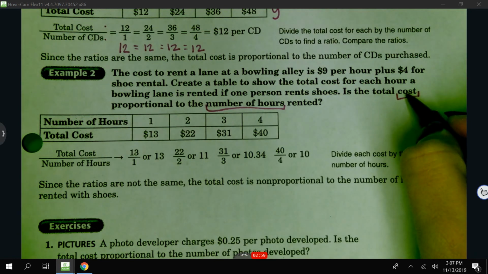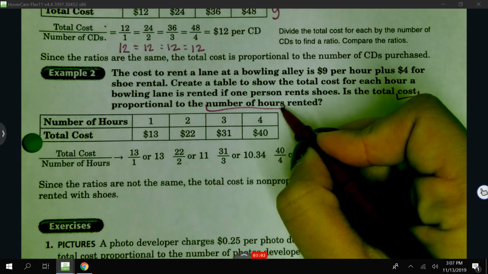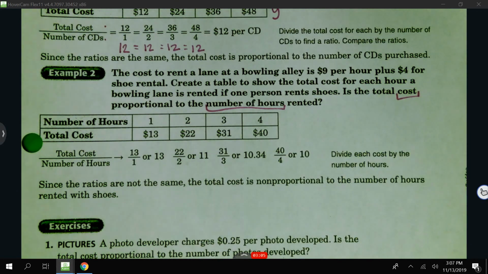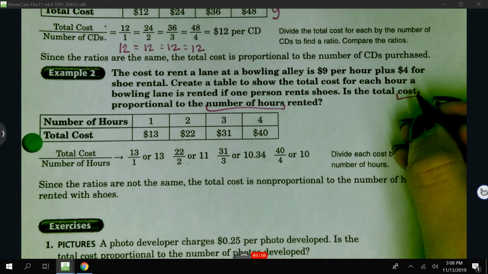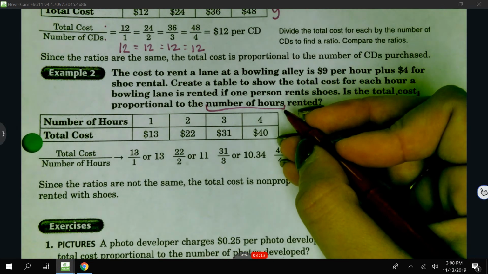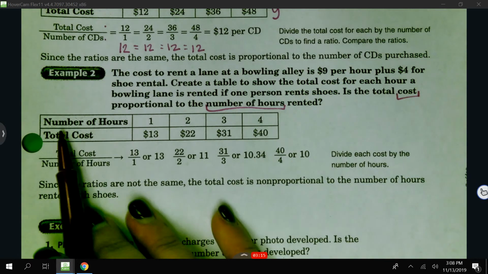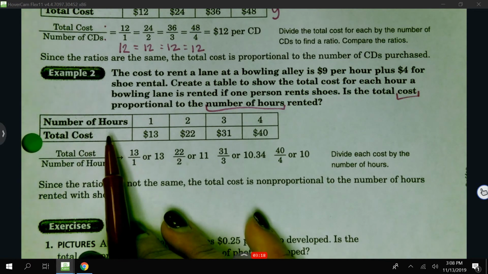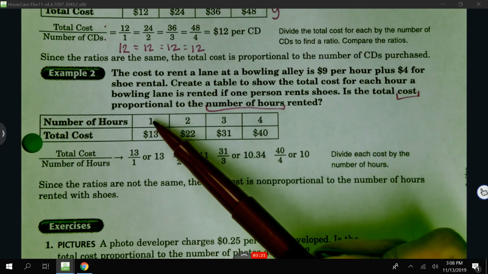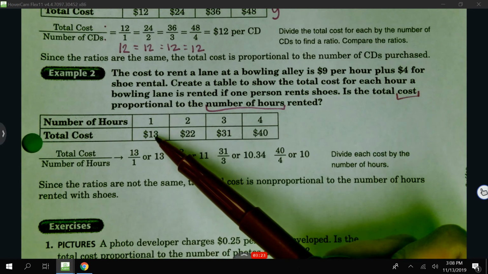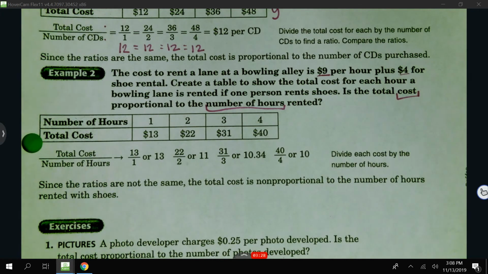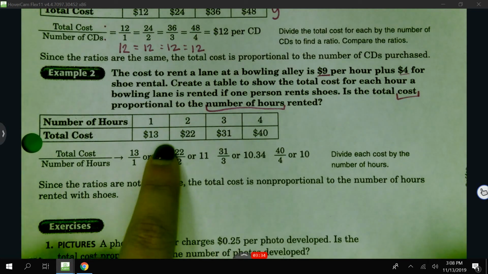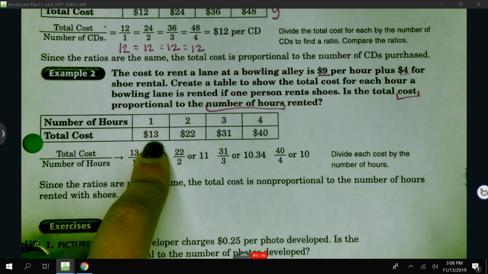So cost is going to go on top, number of hours is going to go on bottom. Whatever it's asking is proportional, basically the first thing that's listed in your sentence is always going to be your numerator. The second thing is always going to be your denominator. So I've got my table here. I've got my number of hours, my total cost. So 1 hour at the bowling alley is $13. I got that because it was $9 per hour plus an additional $4 for shoes. So 9 plus 4 tells me that it's going to be $13 to bowl for just 1 hour.